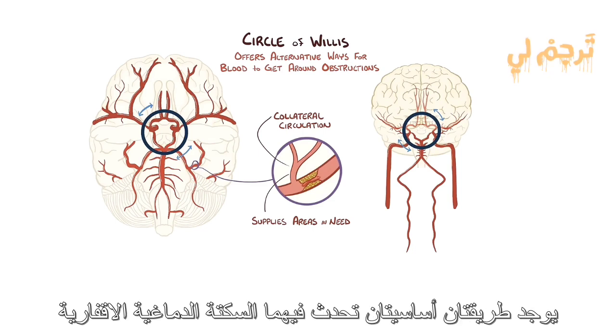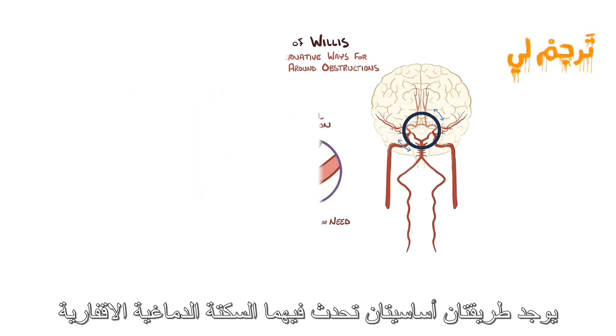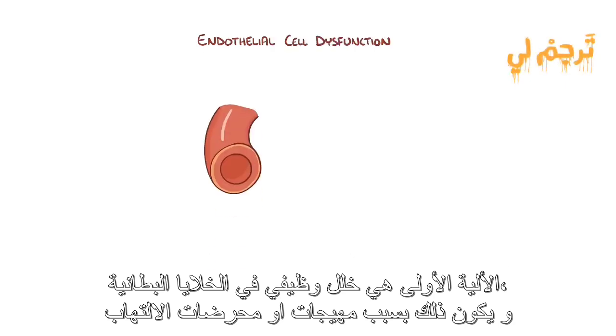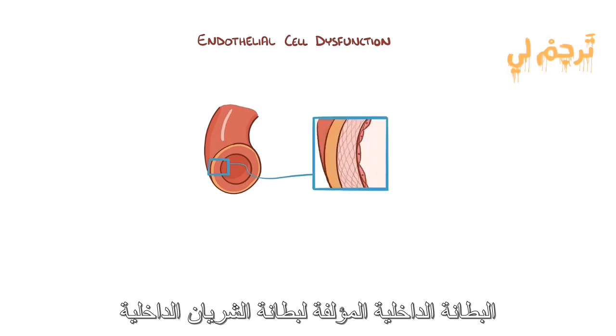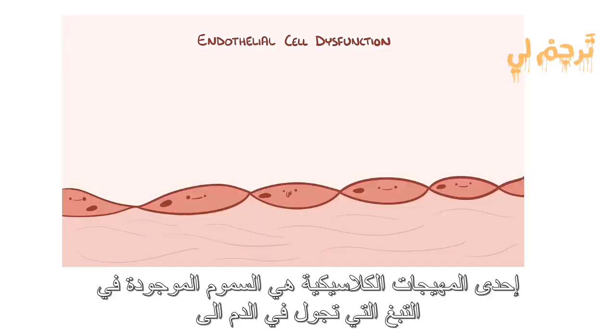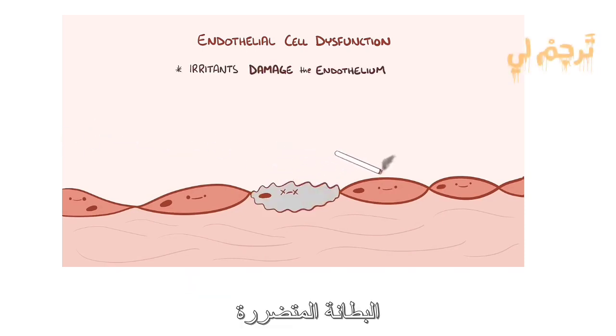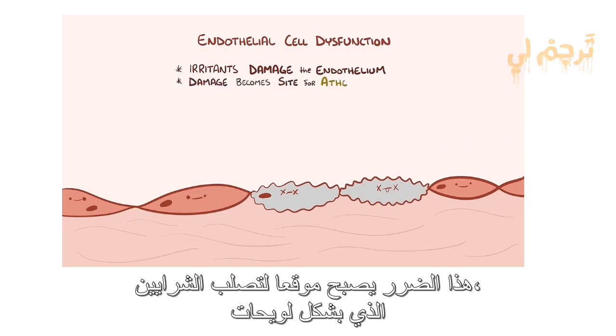There are two main ways an ischemic stroke happens. One mechanism is endothelial cell dysfunction, which is when something irritates or inflames the slippery inner lining of the artery, the tunica intima. One classic irritant is the toxin found in tobacco, which floats around in the blood damaging the endothelium. That damage becomes a site for atherosclerosis, which is where a plaque forms.